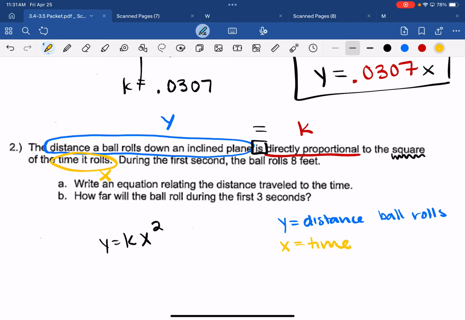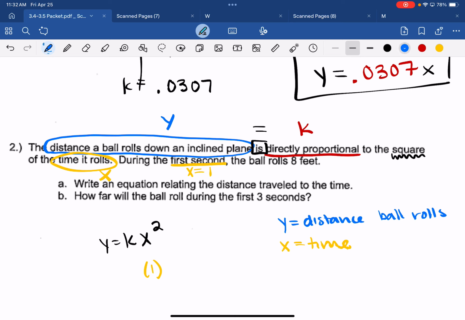All right, so now we're just going to find our k value. So this last little part here is the tools that it's giving me to find my k. So it says during the first second, the ball rolls 8 feet. Okay? So first second, that's telling you my x value is going to be what? What's my x value? How much time has passed? Not 8. 3. And during the first second, how much time? Yeah, just 1. Okay? So x is going to be a 1.